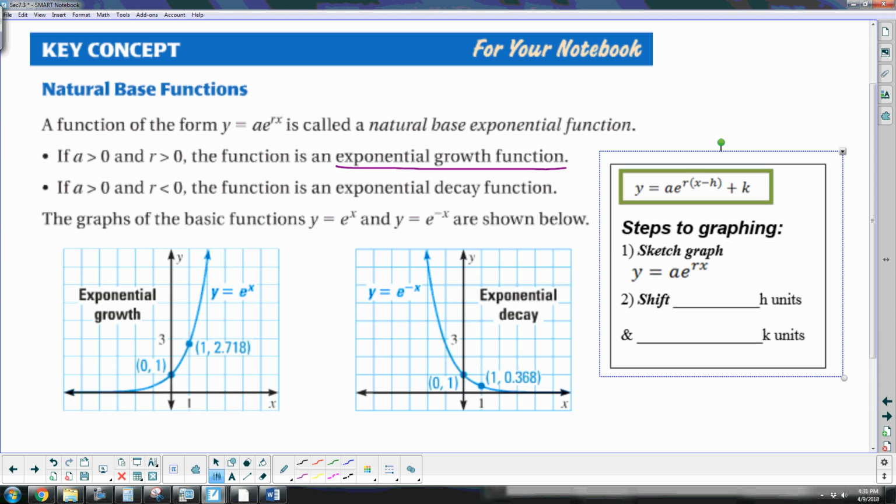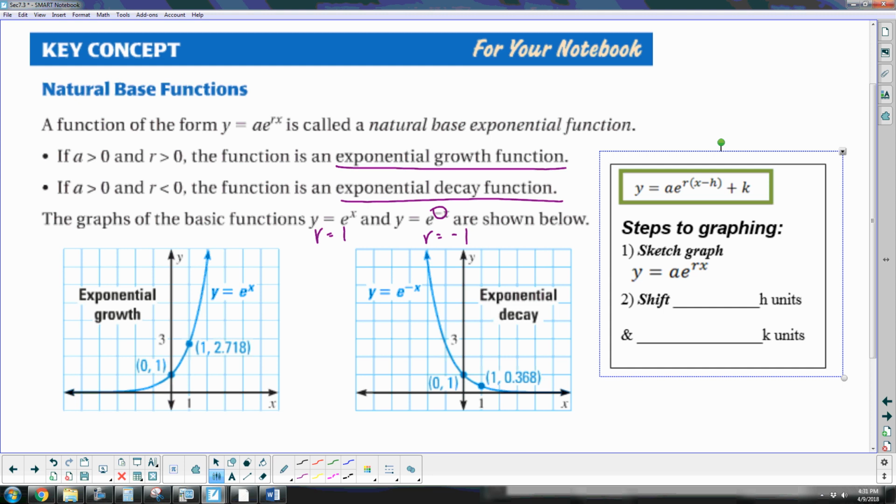Okay, involving e, it's an exponential growth function. If a is greater than 0 and r is less than 0, then it's an exponential decay function. So you can see the two general graphs, y equals e to the x and y equals e to the negative x, where in the first one here, r is 1, which is greater than 0. And here, r is negative 1, which is less than 0, so it's a decay function. The asymptote for both of these is 0. It's the x-axis, so it's y equals 0.